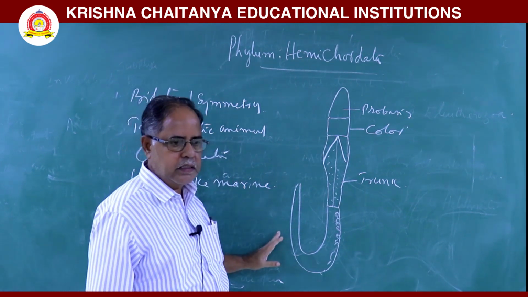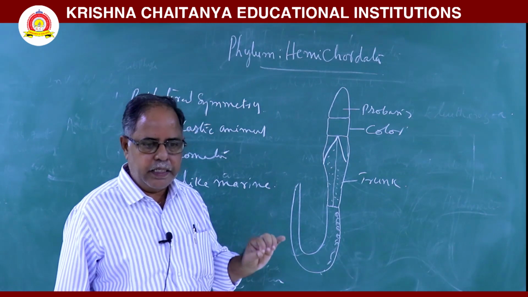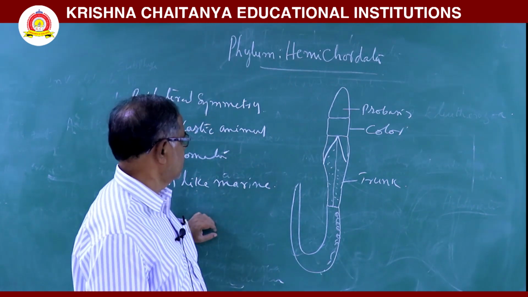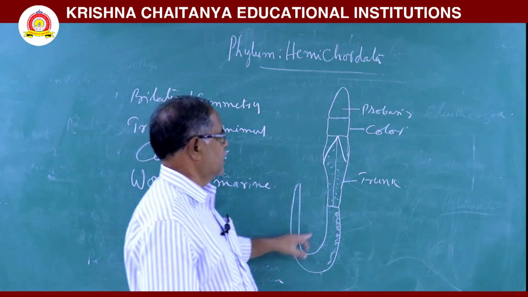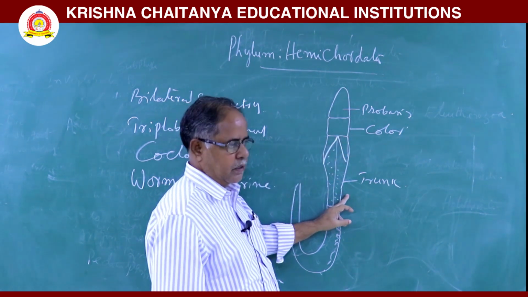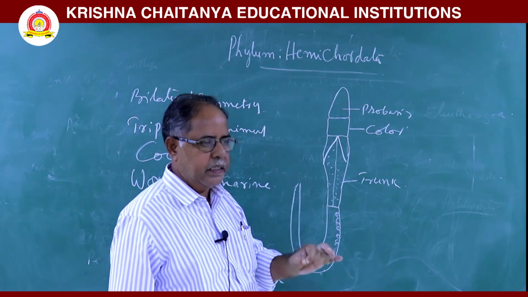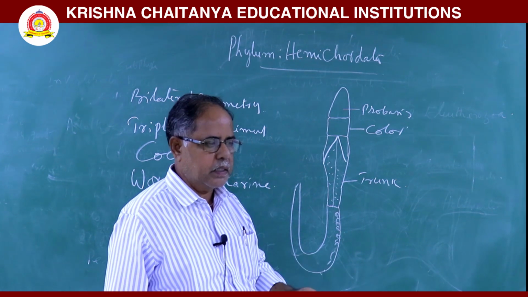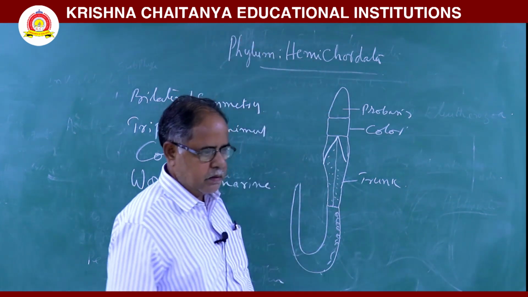During developmental stages, one larva is seen. That larva is called the Tornaria larva. Here the body is cylindrical. The body is divided into three parts: proboscis, collar and trunk. Next, in this animal, a median buccal diverticulum is there. A stomochord is present. This stomochord extends into the proboscis.